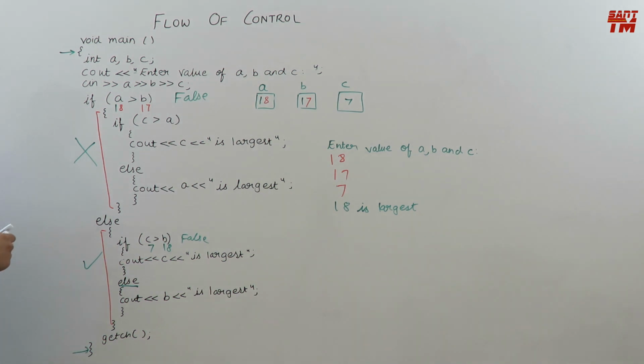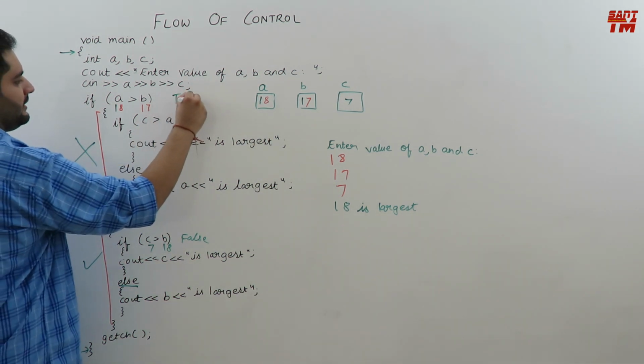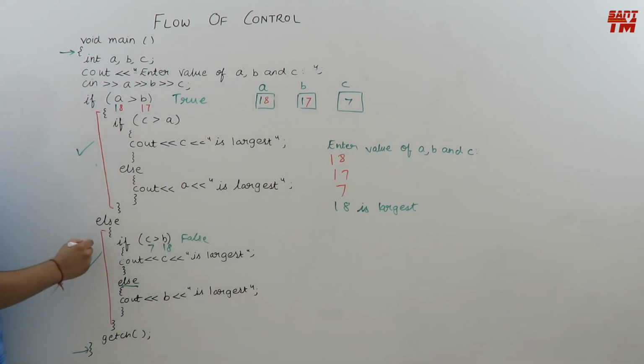Then what will happen? This time the condition is not false, it is true. When the condition is true, we will execute the block of if and we will leave out the block of else. So that means only this block is going to execute.